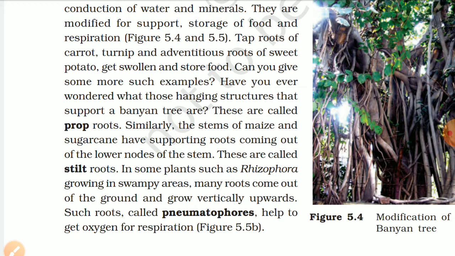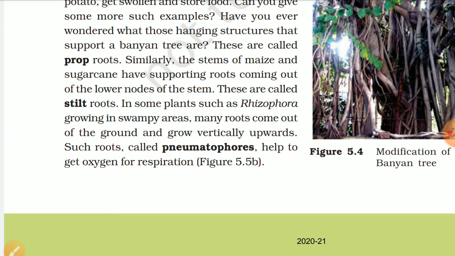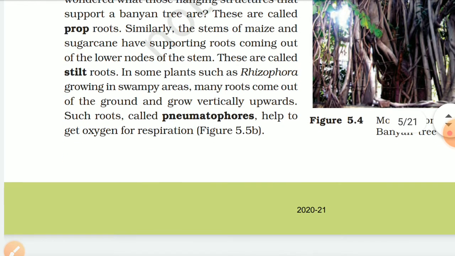Can you give some more such examples? Have you ever wondered what those hanging structures that support a banyan tree are? These are called prop roots. Similarly, the stems of maize and sugarcane have supporting roots coming out of the lower nodes of the stem. These roots are called stilt roots.